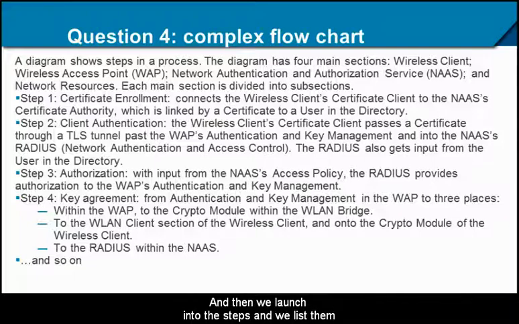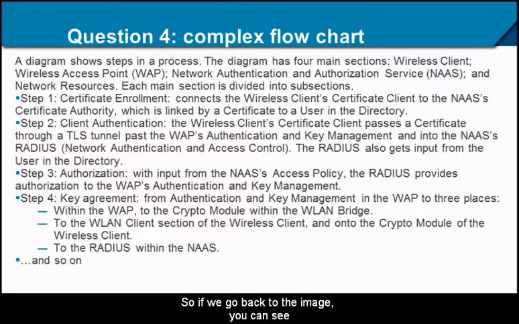And then we launch into the steps, and we list them with steps and numbers as they're numbered on the graph. And we attempt for each step to summarize the name of the step, which is shown on the image, as well as what's going on in that step. So step 1, certificate enrollment, connects the wireless client's certificate client to the NAS's certificate authority, which is linked by a certificate to a user in the directory.